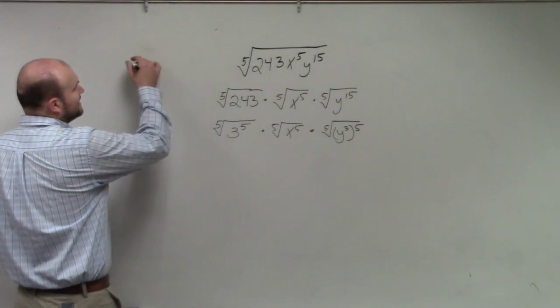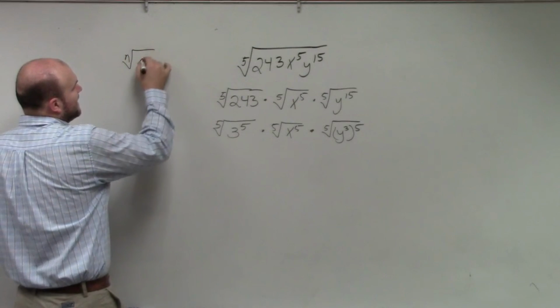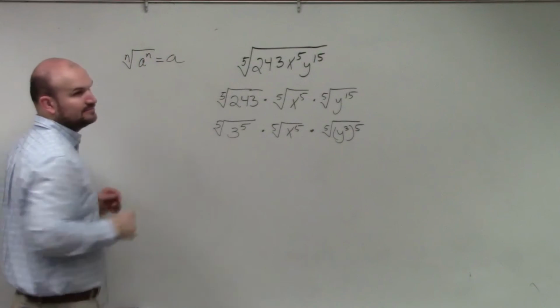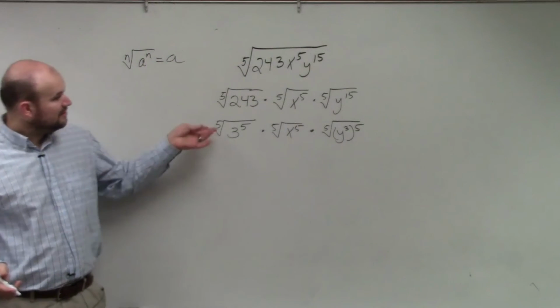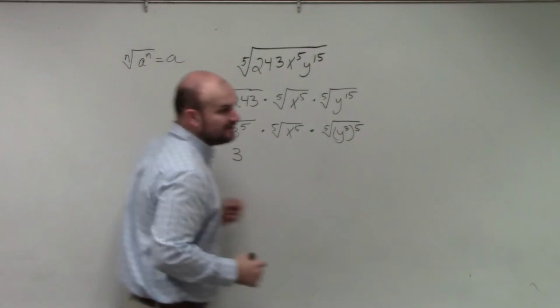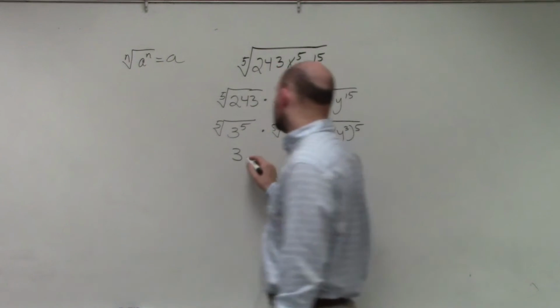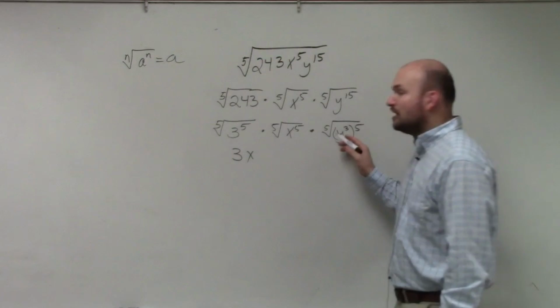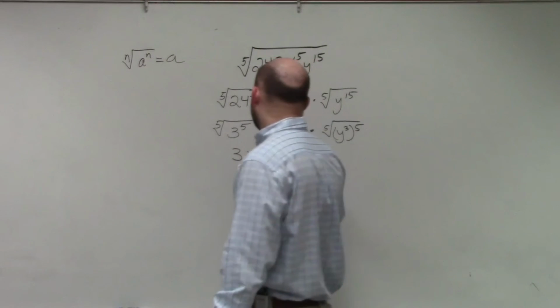However, remember the identity: the nth root of a to the n equals a. So now, the fifth root of 3 to the fifth power is 3. The fifth root of x to the fifth power is x. The fifth root of y cubed to the fifth power is y cubed.